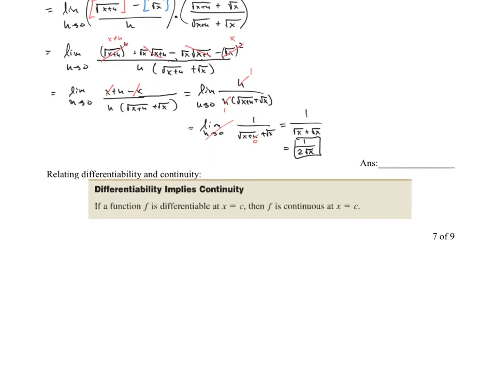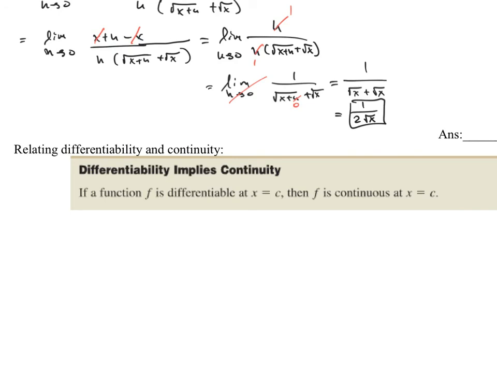And then the last thing just says here, differentiability implies continuity. So if you know you can find a derivative, then you know that it has to be continuous at that point. So if it's differentiable, it is continuous. It doesn't necessarily go the other direction though. If it's continuous, that does not necessarily mean it's differentiable. So differentiability means continuity. Continuity doesn't necessarily mean differentiability. Hope that helps.